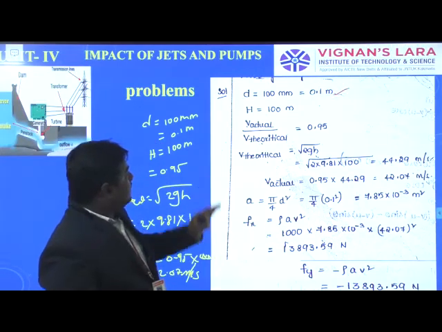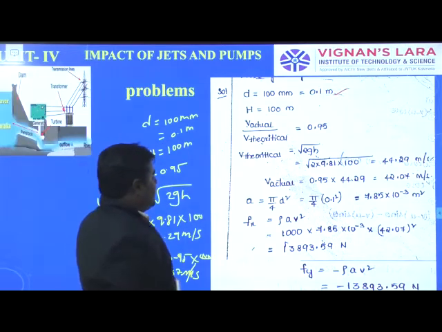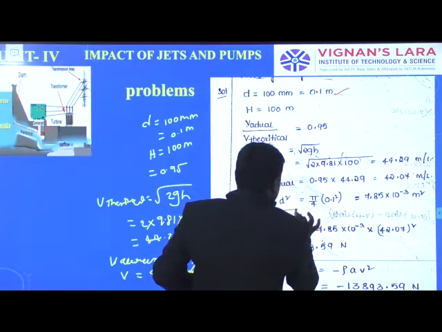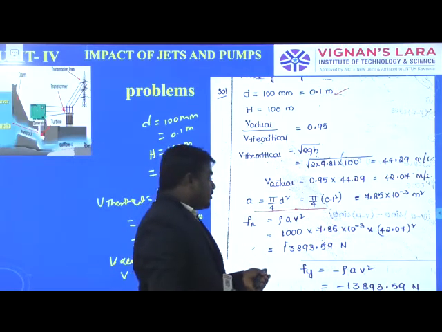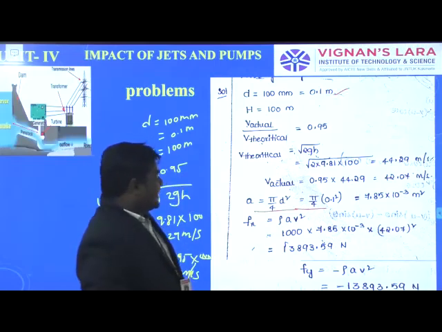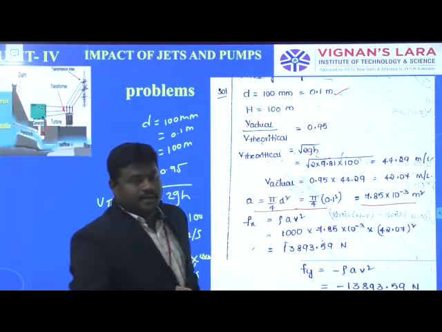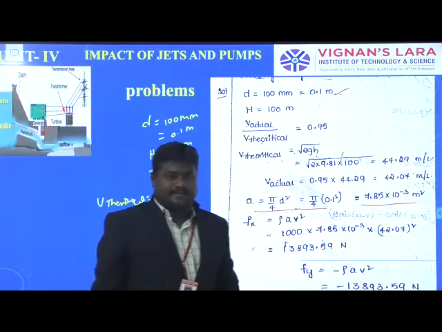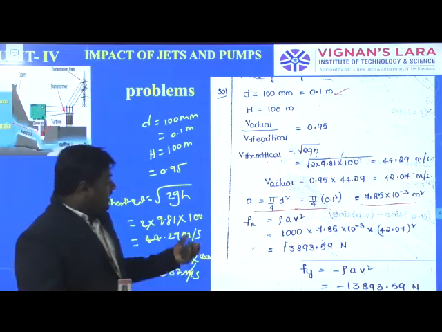Then we get the value of 0.1 m. That is the diameter. So we have to take that value: area equals pi by 4 d square. So pi by 4 d square means pi by 4 into 0.1 whole square. Then we get the value of area, that is 7.85 into 10 to the power of minus 3 meter square. Then the direction of Fx value.